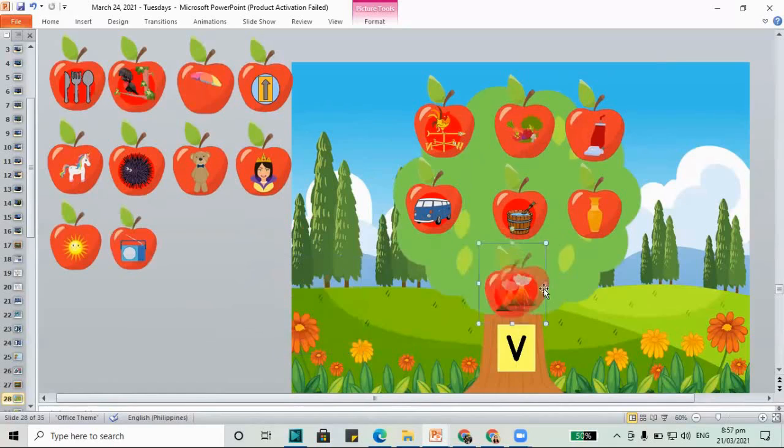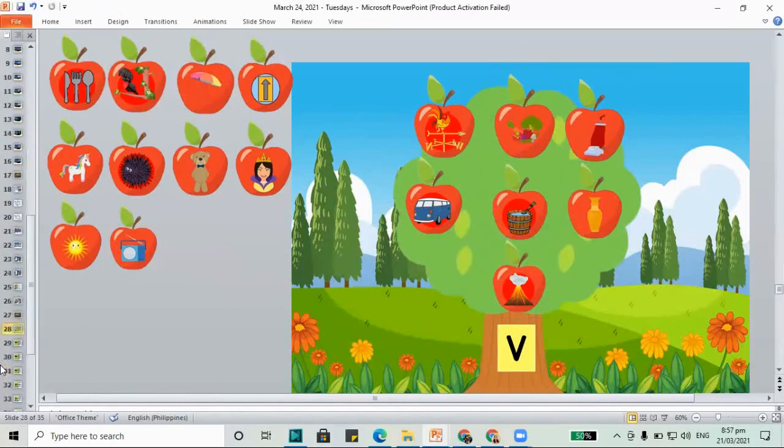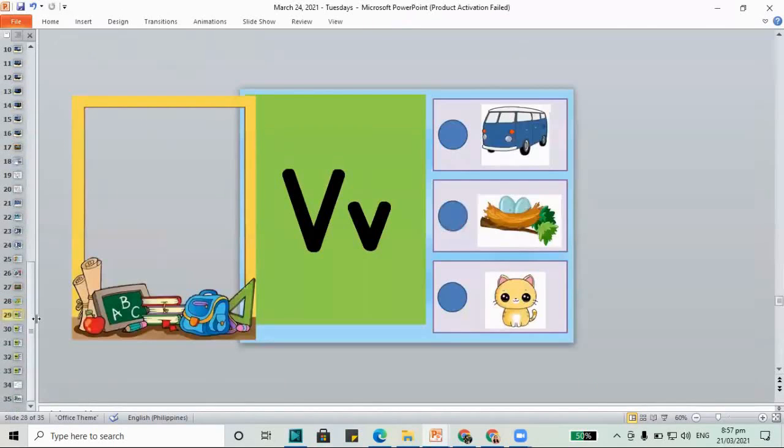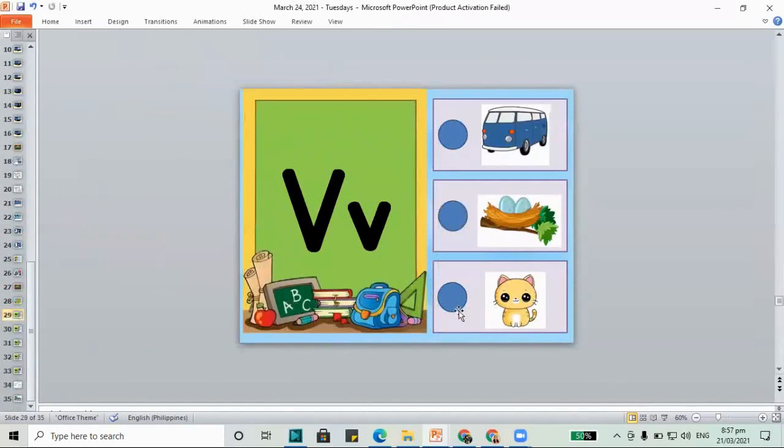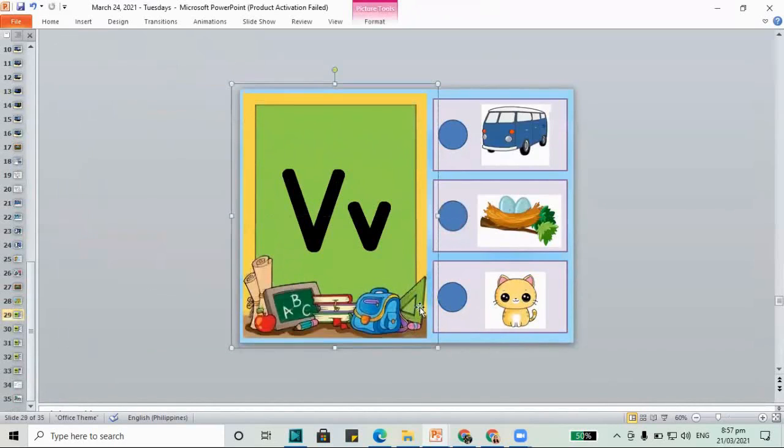So the V words that we have are the vein, vegetables, we also have vacuum, van, vat, vase, and volcano. And how about we check the picture that has the V sound? How about let's check for van? Does it have the V sound, letter V? Yes, van begins with V.